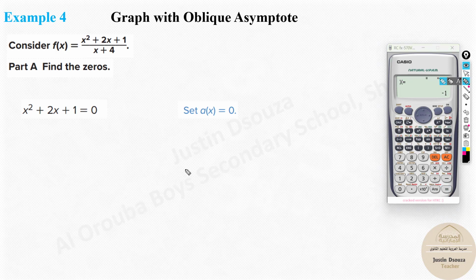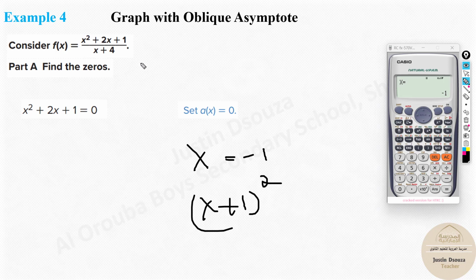There's no x1, x2. It'll be x equals minus 1. Take it inside. It'll be x plus 1 the whole squared. So this is simplified to x plus 1. See, you can't factor them out. So first simplify and check. Okay, we can't factor it out.